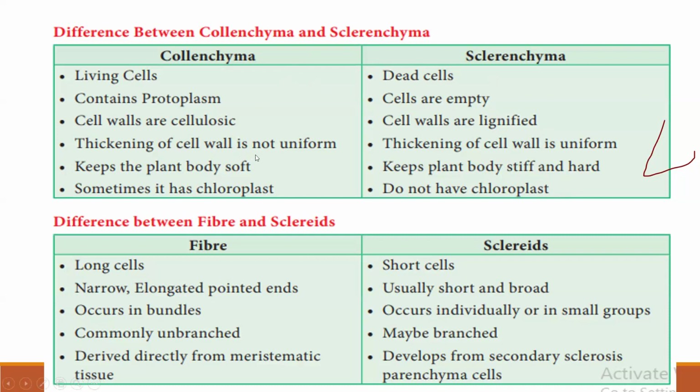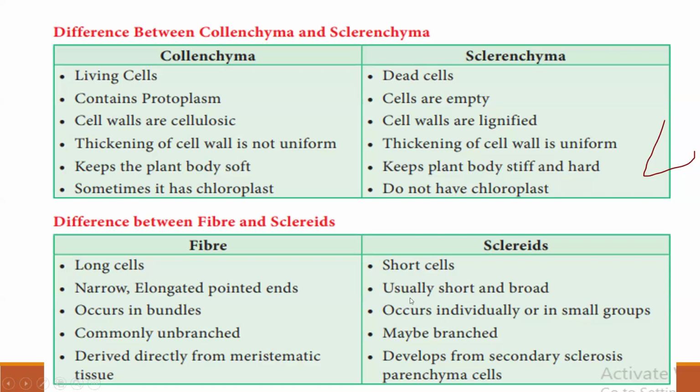The thickening of the cell wall is not uniform. Uneven thickenings are seen in the collenchyma, whereas the thickening of the cell wall is uniform in sclerenchyma. Collenchyma keeps the plant body soft, whereas the sclerenchyma keeps the plant body stiff and hard. Sometimes collenchyma has chloroplasts, but sclerenchyma does not have chloroplasts.